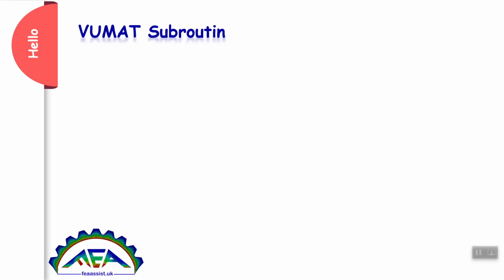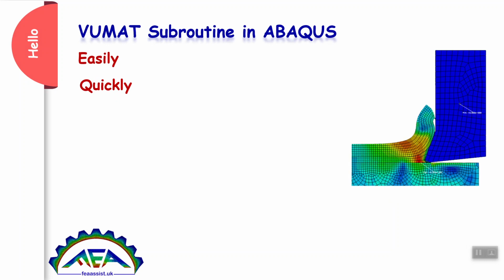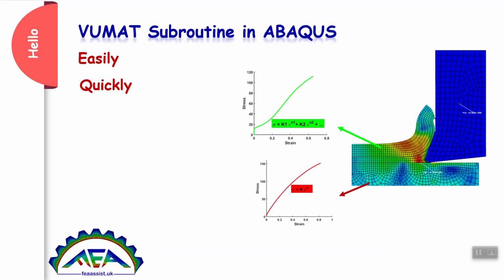Hello. You want to learn the VUMAT subroutine in Abaqus easily and quickly. VUMAT is a subroutine to define a new mechanical behavior for materials. Stay with us. The first question, which is very important, is: why VUMAT? Why do we need VUMAT to solve our problem?